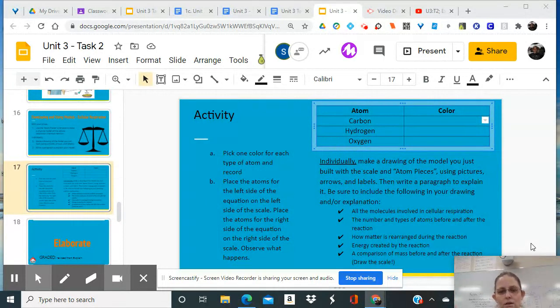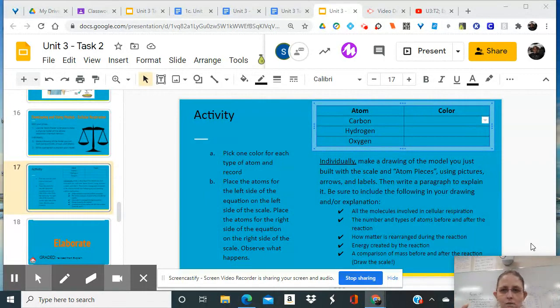All right. So the scale is a moot point. Once you have that figured out, then you're going to make a drawing of that model. The drawing is going to be a visual representation of you saying, yes, there's this many molecules to begin with, and there's this many molecules to end with. Okay, I know that the atoms I start with and the atoms I end with are the same. They're just rearranged. They look different, but they're the same.